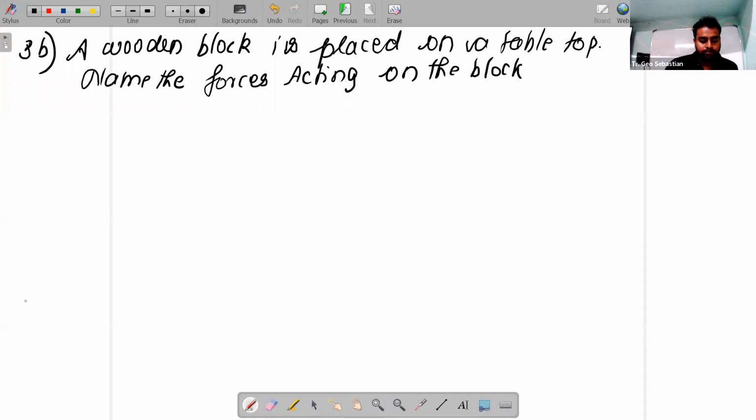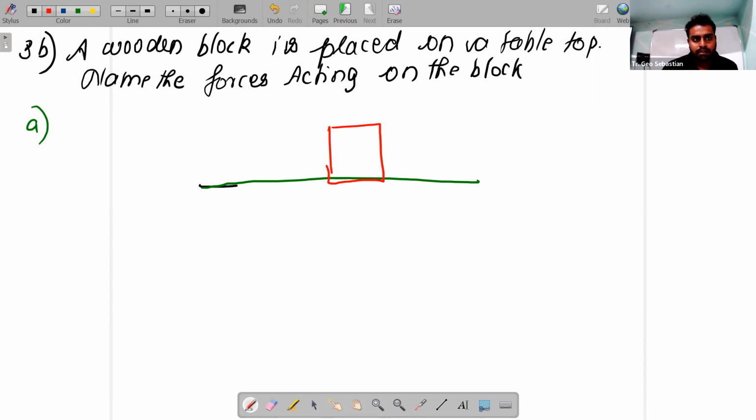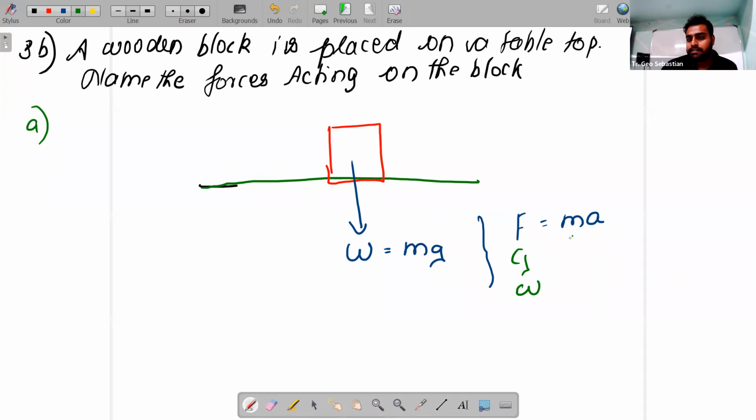Either they will give the diagram or they'll ask you to do it. It's very easy. Now, this is a table. Here a wooden block is kept like this. Which are the forces acting? The first one is weight, which is equal to mg. Why is it equal to mg? Children, you know F is equal to ma. Here the force is due to the acceleration due to gravity, that is weight. M is the mass and a becomes the acceleration due to gravity, so a will be equal to g. Therefore, you can write W is equal to mg here.